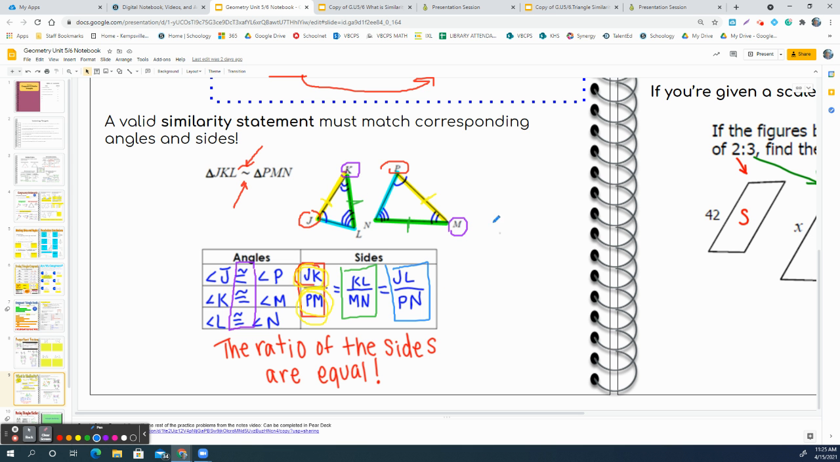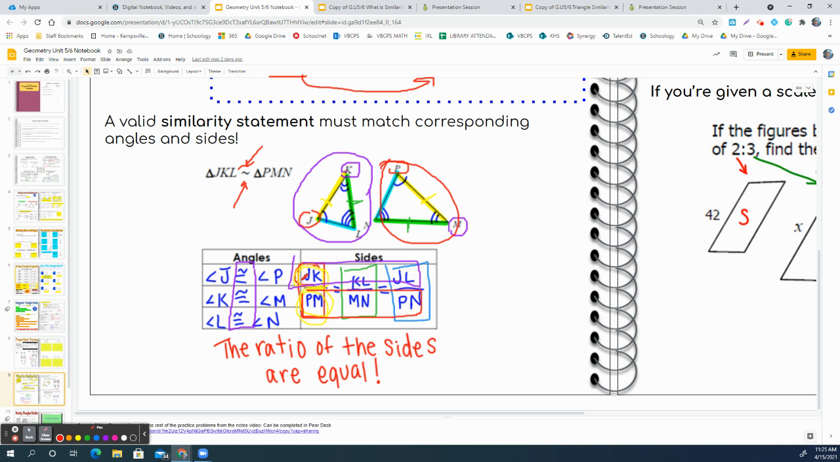Okay. Notice that in this purple triangle on the left, all of those sides, JK, KL, and JL, are all in the top of the fraction. They're all next door neighbors. And over here in the bigger triangle, they are also all next door neighbors. So I've got one triangle all side by side, and the other triangle all side by side. I've got the two small sides sitting on top of each other, the two medium sides sitting on top of each other, and the two large sides sitting on top of each other.